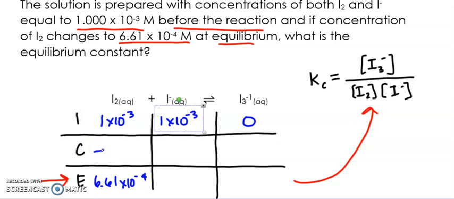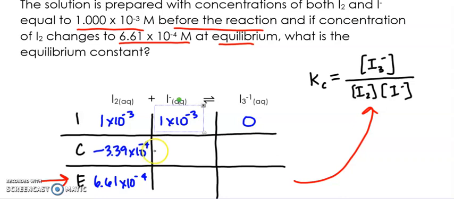By how much, though, is the question. If I take 1 times 10 to the negative third and subtract 6.61 times 10 to the negative fourth, I get a difference of 3.39 times 10 to the negative fourth. That's how much the I2 concentration decreased, which is why I have a minus there. So 1 times 10 to the negative third minus 3.39 times 10 to the negative fourth will equal 6.61 times 10 to the negative fourth.